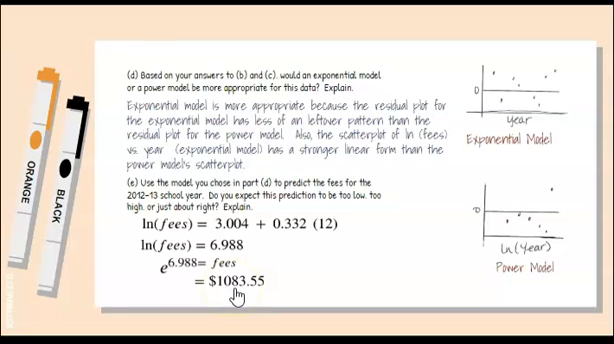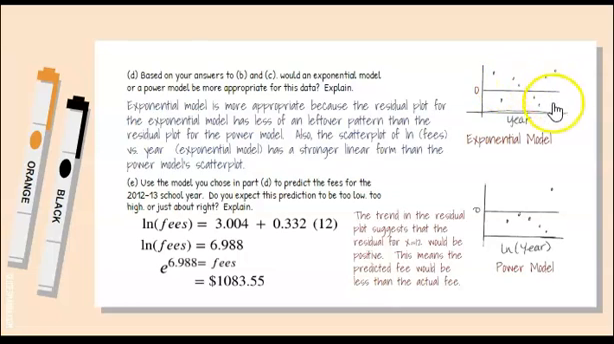So if this is the fees that we're predicting for 2012, what does our residual plot tell us? Well, if you look at it, for 2012, it looks like it would be going up. We'd have a positive residual, which means that our prediction would be too low. So I would say the trend on the residual plot suggests that the residual for x equals 12 would be positive. This means that the predicted fee would actually be less than the actual fee.